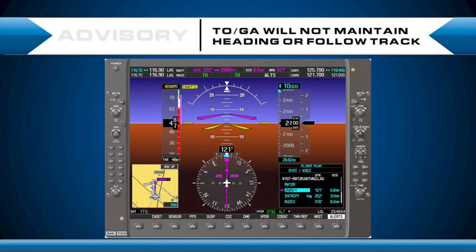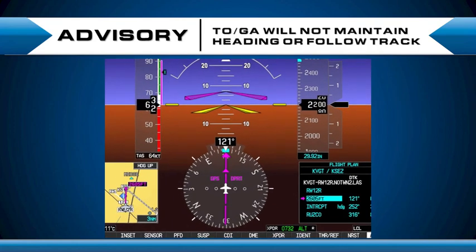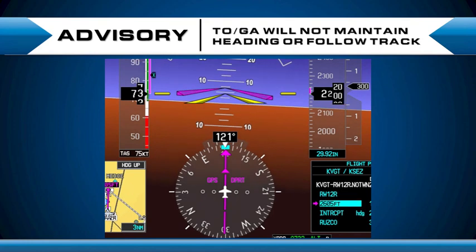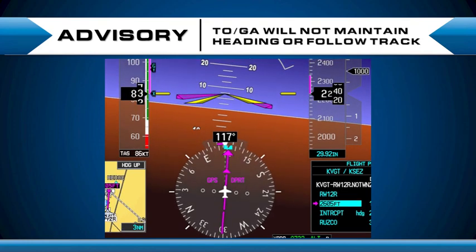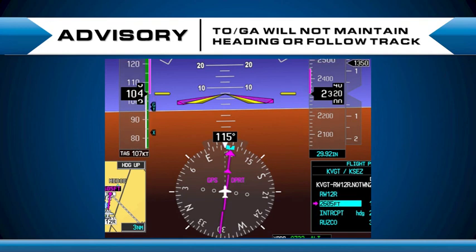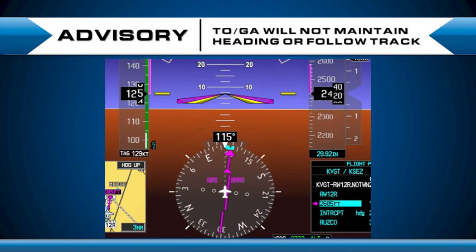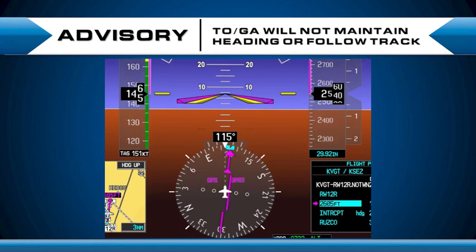So I have an advisory for you, and that is that TOGA will not maintain heading or follow the runway track. You can see here as we get airborne and we rotate to our target pitch attitude, we accidentally bank the aircraft to the left. You can see that the aircraft is no longer following the assigned heading. That's right, TOGA won't fix our heading or bring us back on track. It's simply wings level, that's all.